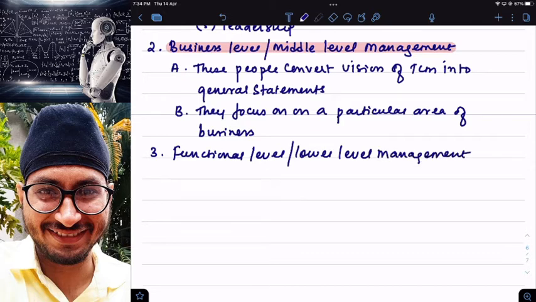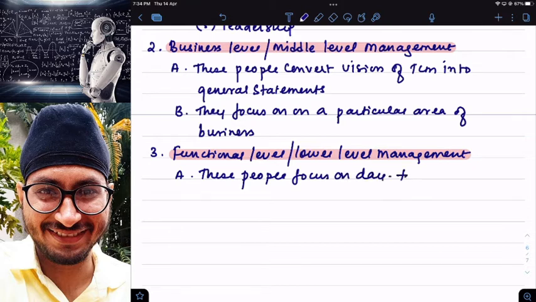Functional level or lower level management. What will these people do? These people focus on the day-to-day activities of business. Clear?